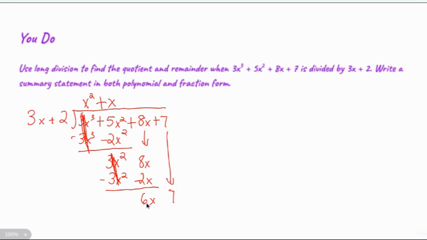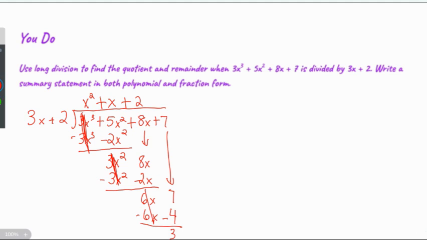3x times what gives me 6x? Well, they both have the x in common, so we can just look at 3 times what gives me 6. That would just be 2. So this gives me 6x, and then 2 times 2 is 4. And then we'll subtract, cancel that out, and we get a remainder of 3.